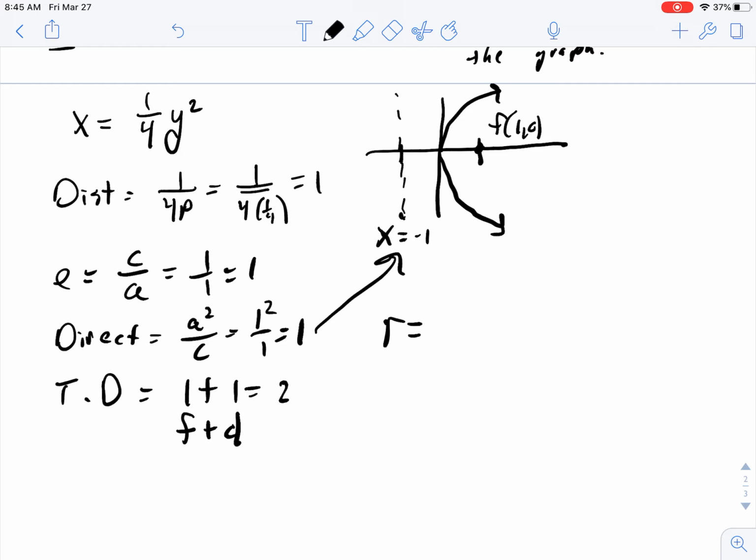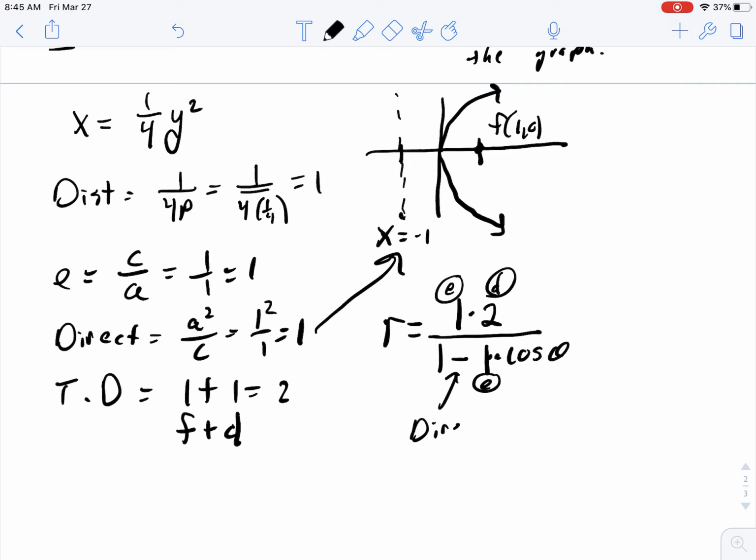So graphing this out, r equals 1 times 2. Again, there's my eccentricity and my total distance, over 1 minus 1 times cosine of theta. That's my e there. And the reason I chose a negative is that I'm going to make my directrix to the left.